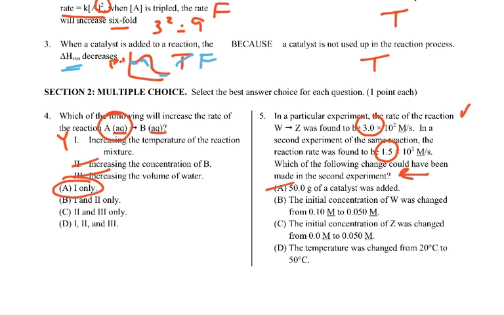A catalyst is added, certainly not, that would speed up the reaction. The initial concentration of W was changed from 0.1 to 0.05. Okay, that sounds reasonable. If you dilute the concentration of W, then that would slow down the reaction. The initial concentration of Z was changed. Again, if we're going to change products, that's not going to change our rate. And the temperature was changed from 20 to 50. No, if we warmed it up, then it would go faster. So the only good answer there is B.